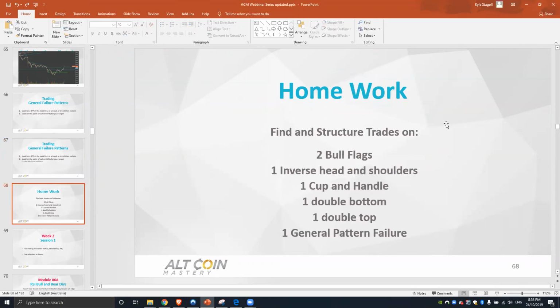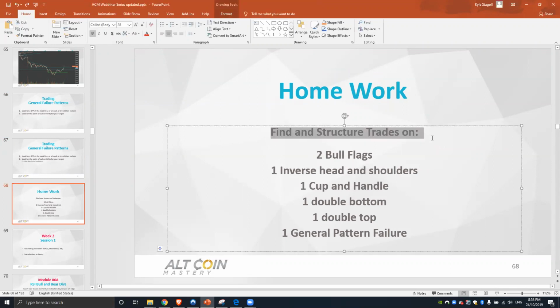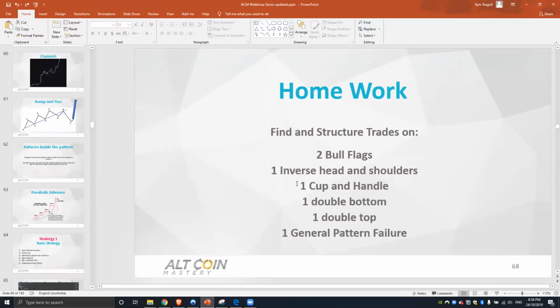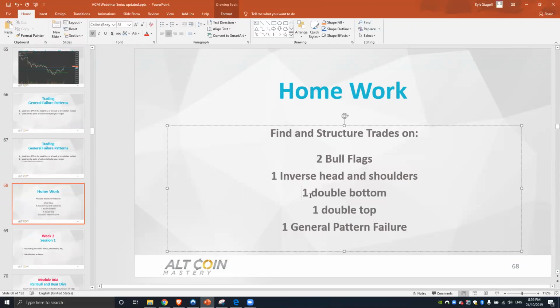All right, so the last point is the homework. What we want to see you guys do is find and structure trades on. Structuring your trade is your entry, your stop loss, and your take profit, right? So we're going to do 2 bull flags, an inverse head and shoulders, 1 cup and handle. We didn't really cover cup and handles, but we can go through those. Maybe don't worry about the cup and handle. We'll delete that. We'll do a double bottom, double top, and then we'll do 1 general pattern failure. So you guys can take that inverse head and shoulders if you want to. They got rejected, and then add your weekly order blocks.